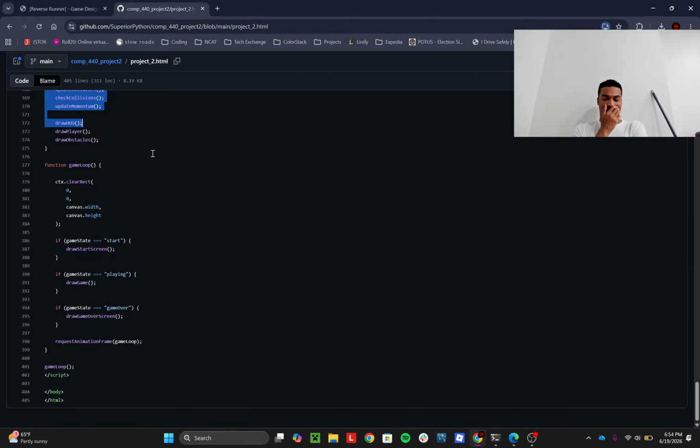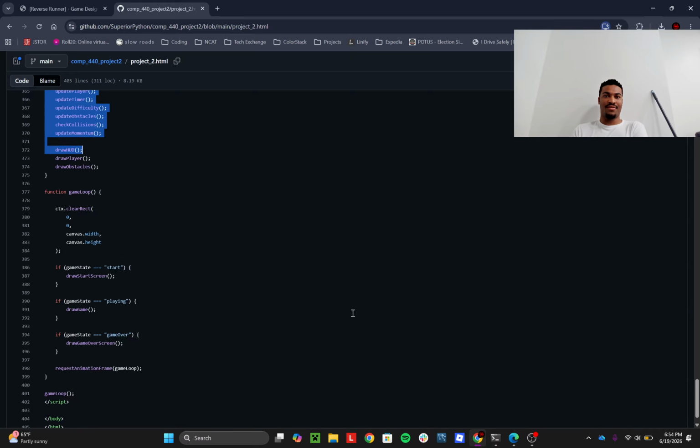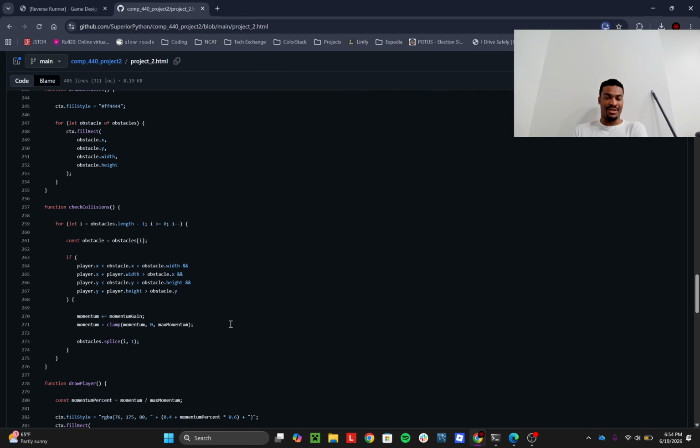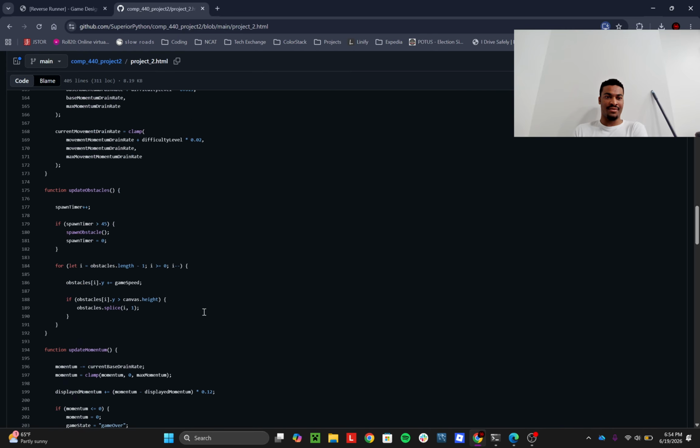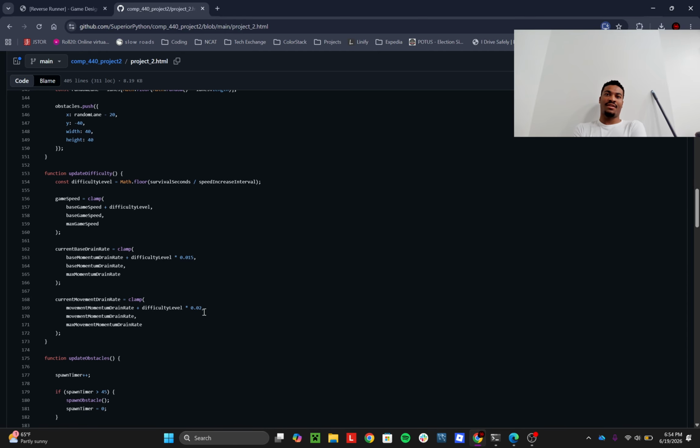And for the last question, our most fragile architecture component would be the update difficulty function. The most fragile part is the balance between the obstacle speed and the momentum drain. Small changes to these values would dramatically affect difficulty, and because obstacle speed, passive drain, and movement drain all interact with each other, balancing them required careful testing.